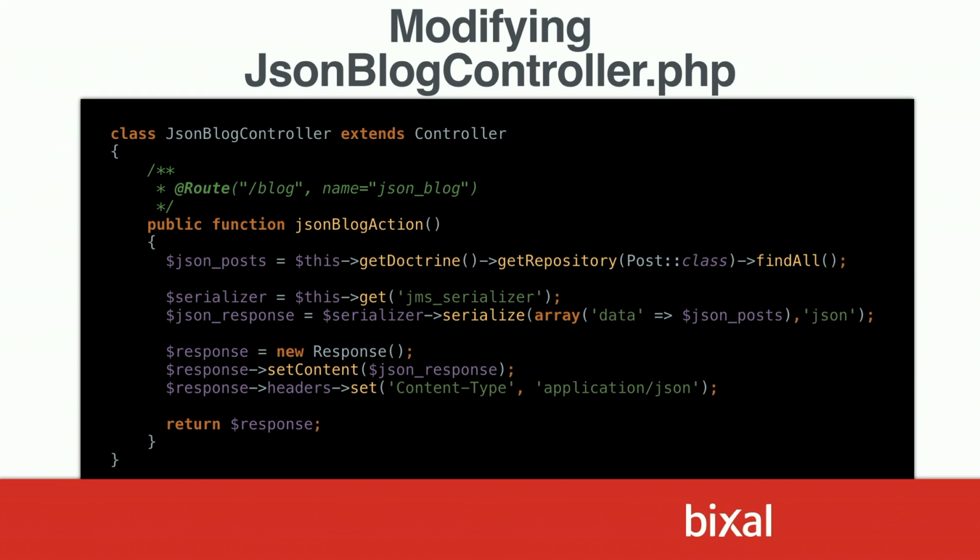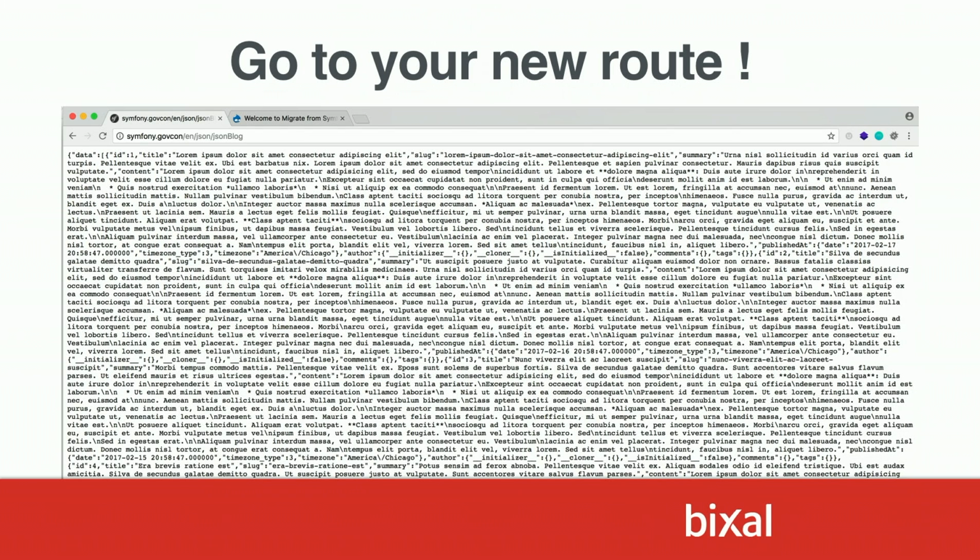So I'm basically doing the same thing that the Symfony application is doing, but instead of just returning it as a response to get rendered through a Twig template, I'm just sending it as a JSON serialized object. If I go to my new route, I am going to see this. So this is all the data of that application, all those posts being exposed as JSON.